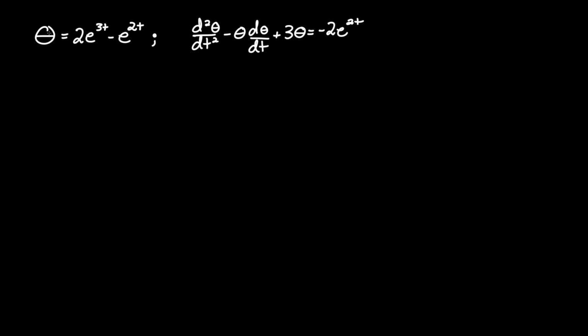Essentially, all we have to do is take two derivatives of our given theta equation and plug all those values into this differential equation. And if the left-hand side and right-hand side equal each other, then we can say that it is indeed a solution.